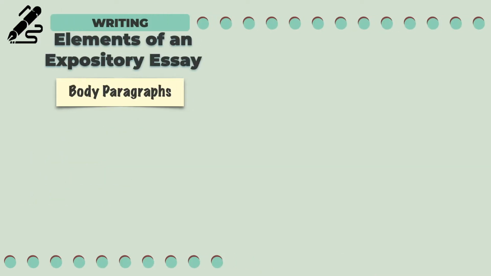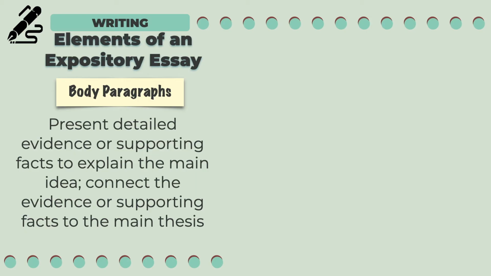The next element is body paragraphs. These are detailed evidence or supporting facts to explain the main idea. These connect the evidence or supporting facts to the main thesis. Since the main thesis has 2 focus, encourage user engagement and hone creativity, the first body paragraph should focus on the first topic, which is about user engagement.